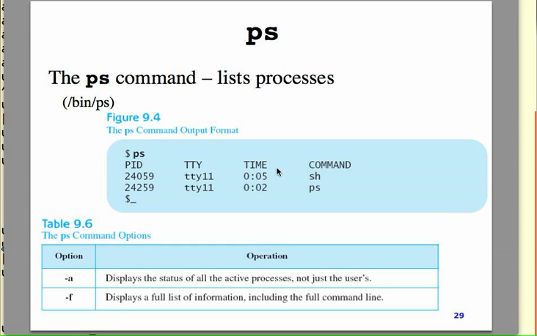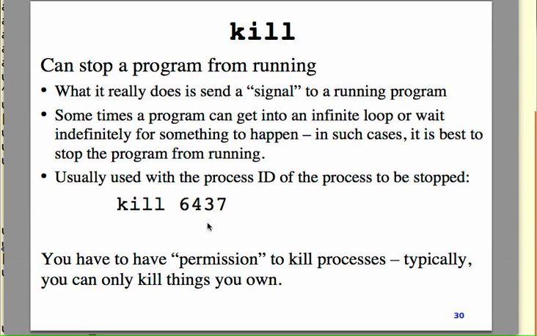Right, so we saw that the ps command lists the currently running processes and their process IDs. That's useful to find out what to kill if you wanted to stop a program from running. Use kill, and then you had to find the process ID. And of course, the process ID will change every time you run that command.